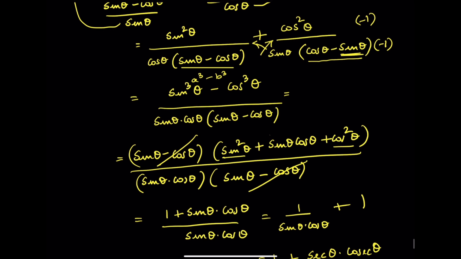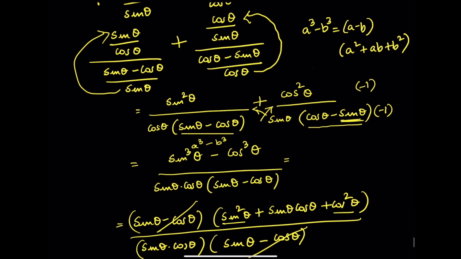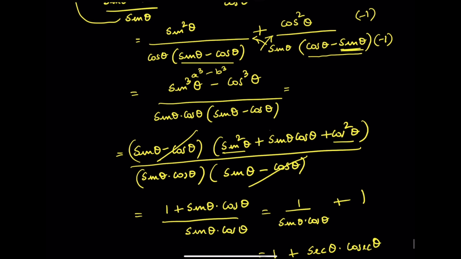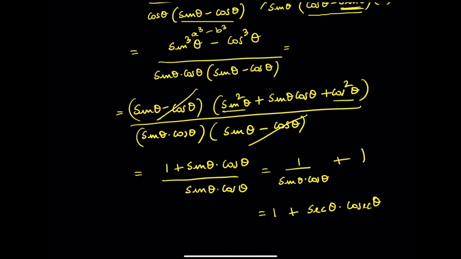So please keep in mind the algebraic equations a cube minus b cube, and also note down a cube plus b cube in a simplified format. So we can apply all this to solve trigonometric identities.